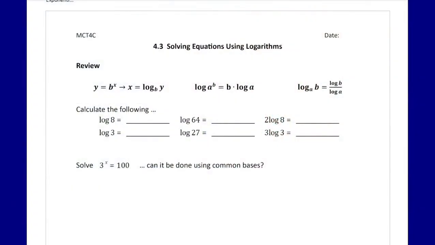In today's lesson, we are going to be looking at solving equations using logarithms. So just to review a couple of things that we've looked at so far, we've looked at how to convert between the exponential form, y equals b to the power of x. We've learned how to convert that into the logarithmic form, which is x is equal to log base b of y.